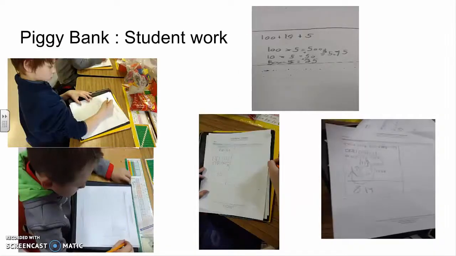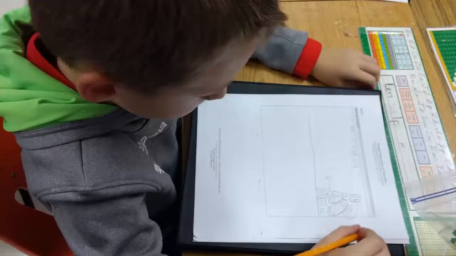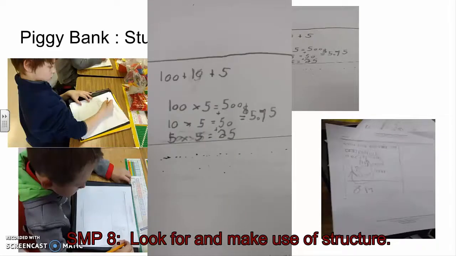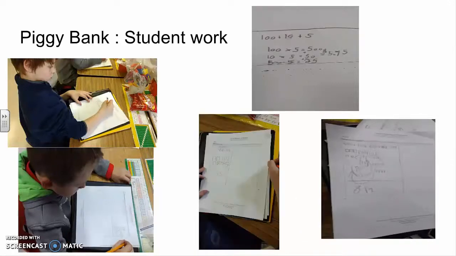This slide shows the students hard at work grappling with the information from the piggy bank task, answering the main question of how many coins did she have in all. The top picture of 100 plus 10 plus 5 was a student who had finished the original question early. So she started trying to solve another question. How much money did she have in nickels?